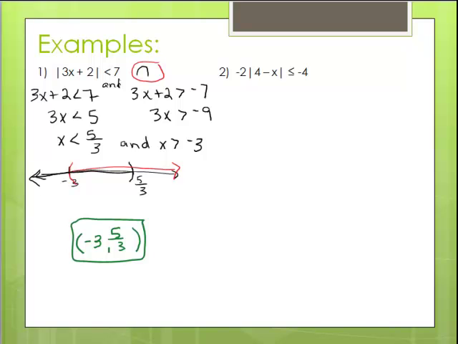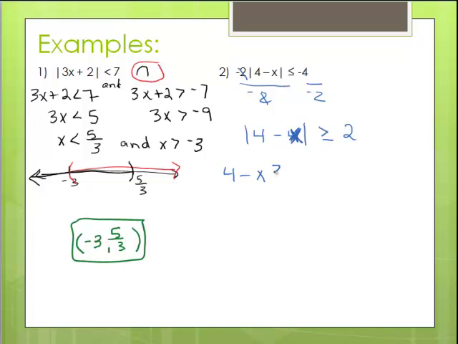Okay, so how about number 2? On number 2, we need to get the absolute value part by itself first, so we need to divide both sides by -2. Since we divide by a negative, we have to flip the inequality sign over. So absolute value of 4 minus x is greater than or equal to 2. So we set up our two cases.